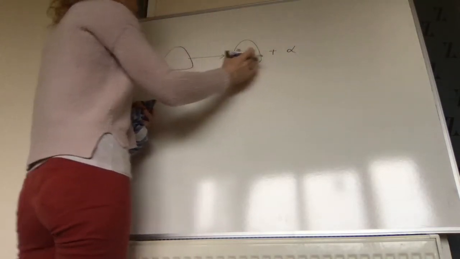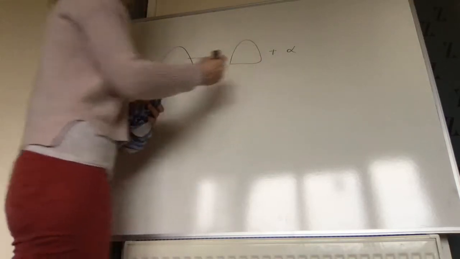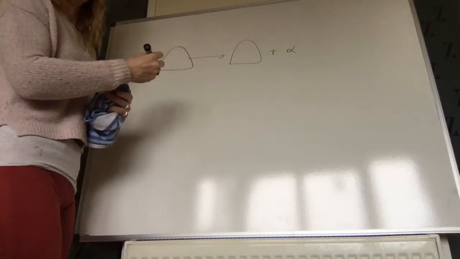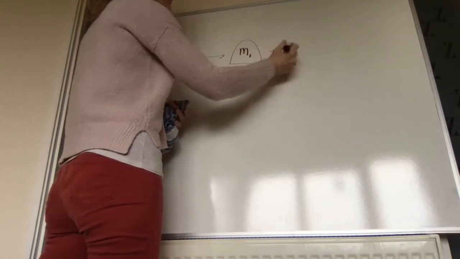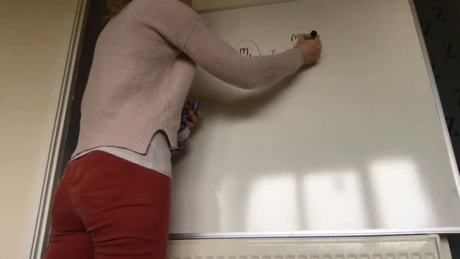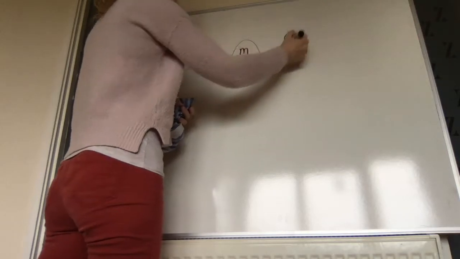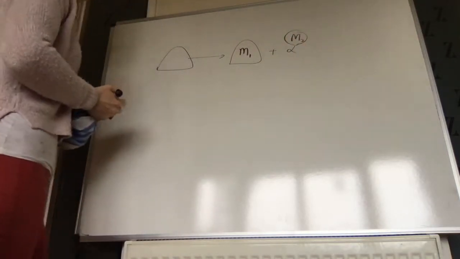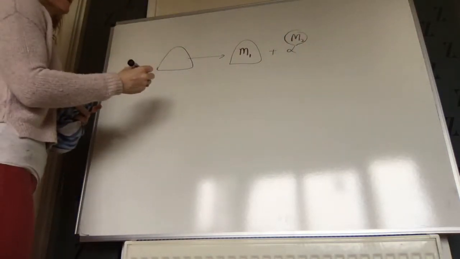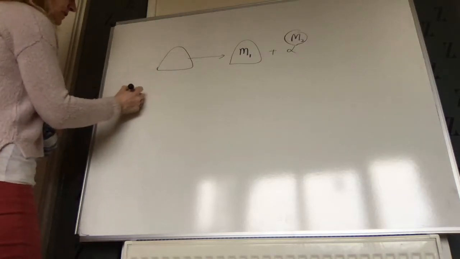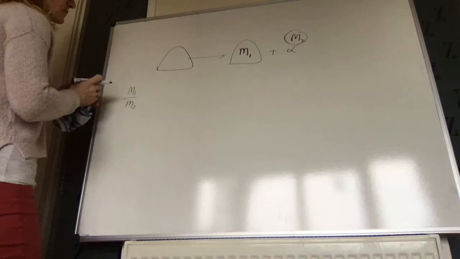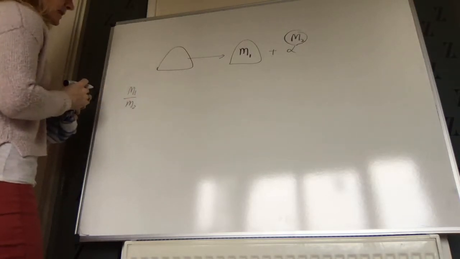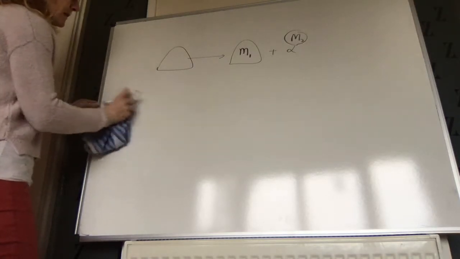Okay, so if we have the ratio of the masses, this is the mass M1 and this is M2. So that has a mass of M2. So if we look at the ratio of the masses M1 over M2, we're interested in that. Or we might just be interested in the ratios of the momentums. Let's have a look at momentum first.